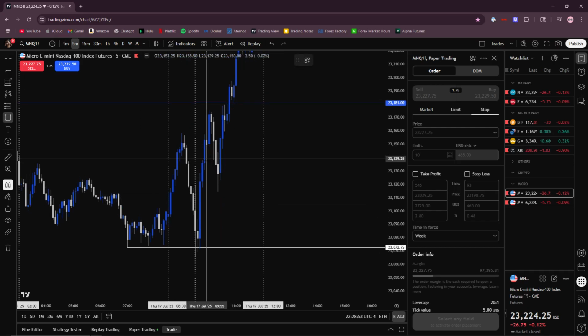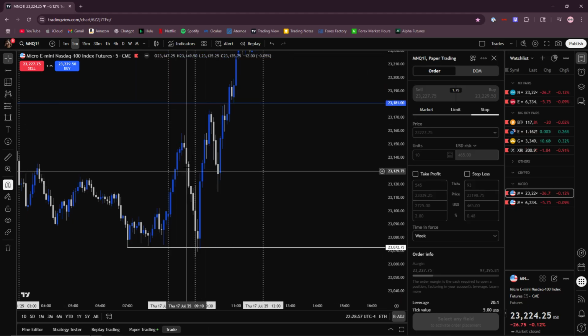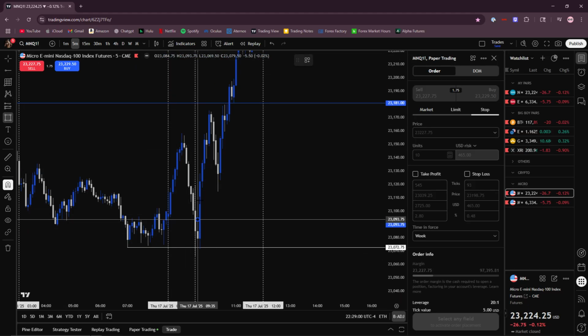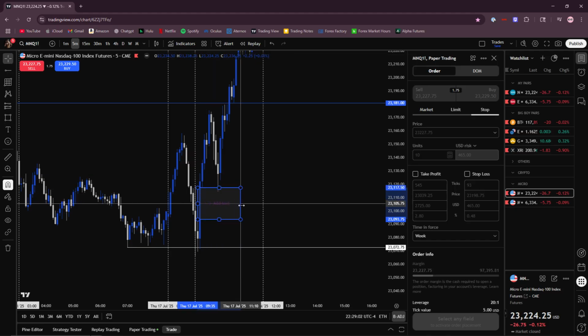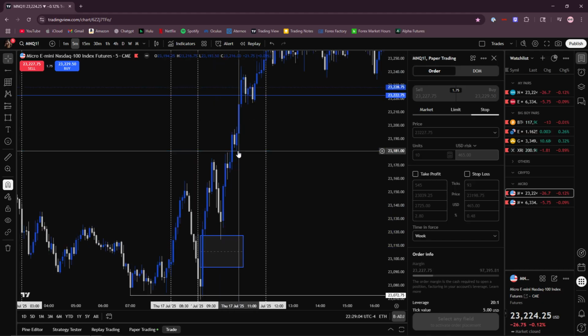There's a fair value gap here that doesn't get hit. There's one here that doesn't get hit. And then there's the one right here that does actually end up getting hit. And then price goes up, pushes higher, takes highs here and highs here.